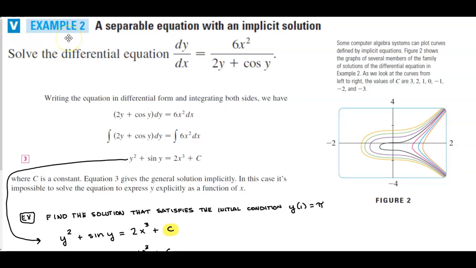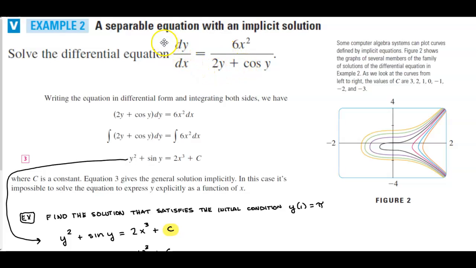Okay, in example number 2, we have a separable equation with an implicit solution. So we're going to solve the differential equation dy over dx, which is equal to 6x squared divided by 2y plus the cosine of y. So the first thing we want to do is multiply both sides so we have all the terms with y on one side and all the terms with x on the other side.